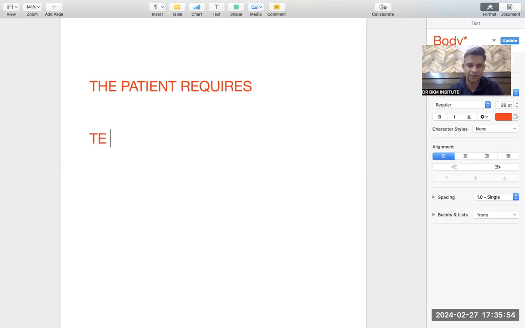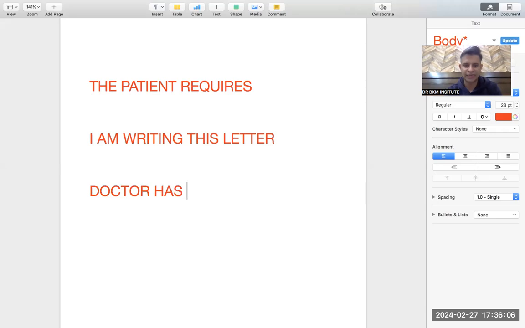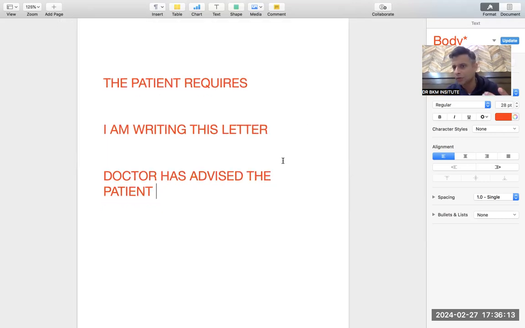If I say, I am writing this letter, I'm talking about an OET sentence, is/am plus ing means present continuous. The doctor has advised the patient. This is present perfect, has plus third form. Only three tenses, that's it.